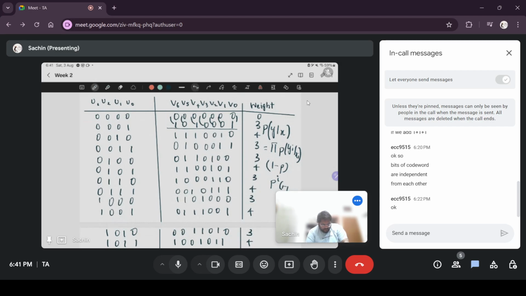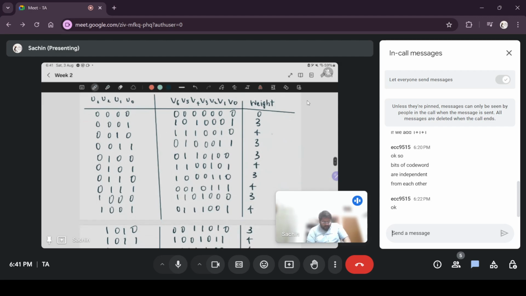Okay. And that quantity will be the same for all code words that have Hamming weight i. So for all code words that have Hamming weight 3, the probability of error not being detected is p power 3 into 1 minus p power 7 minus 3, which is 4. So when you add them up, how many times will this term get added? It will get added Ai number of times.